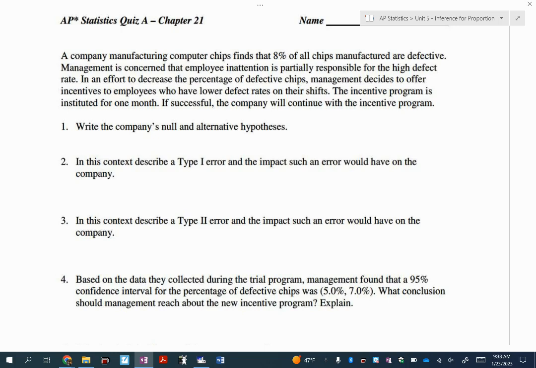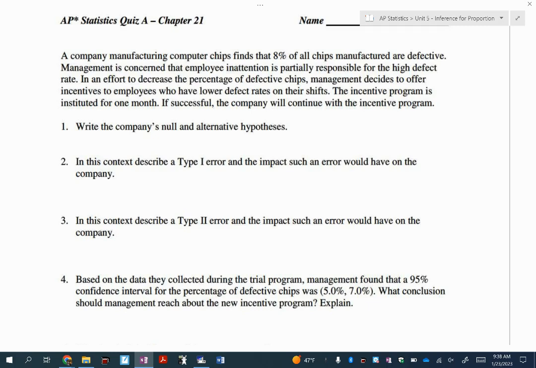Come on, employees. Typical employees. In an effort to decrease this percentage, right, because that's not very good, they decide to offer an incentive program. Yay! All right, so for 1 month, they're going to institute this incentive program. If it's successful, they'll continue it, right? So if they are able to see the rate of defective chips decrease, they're going to keep going.